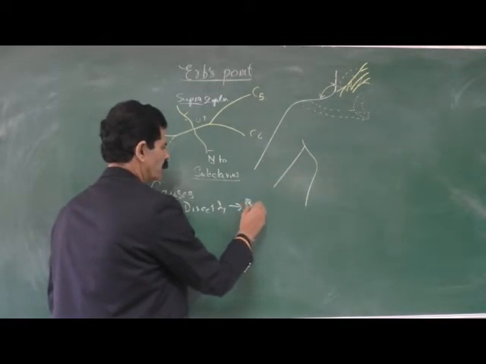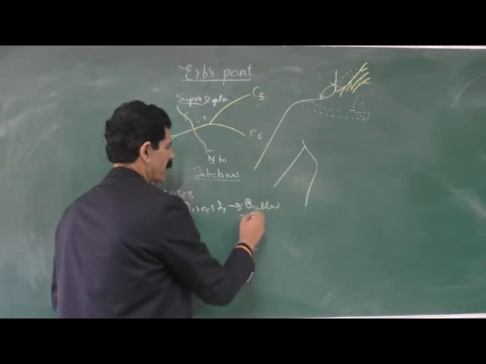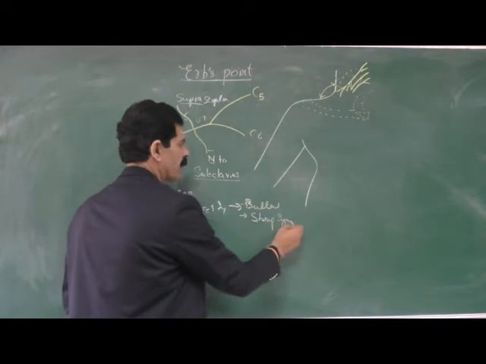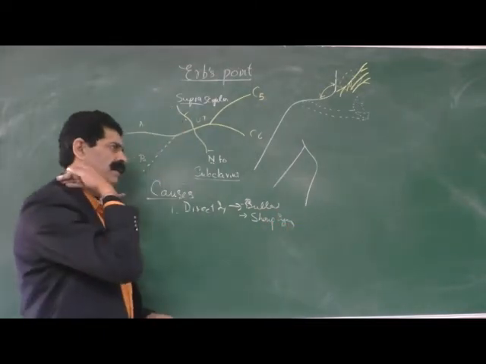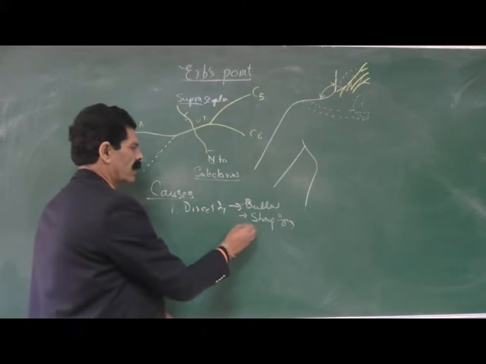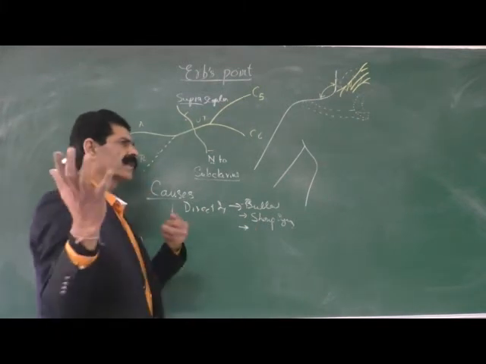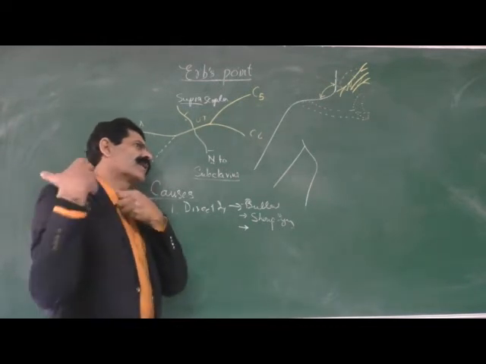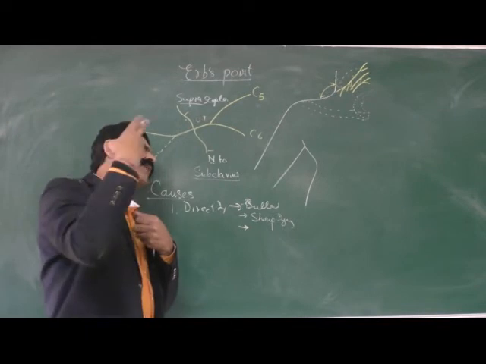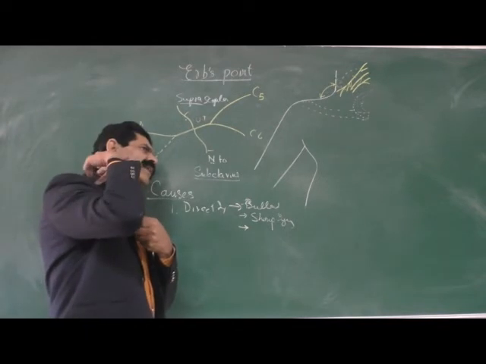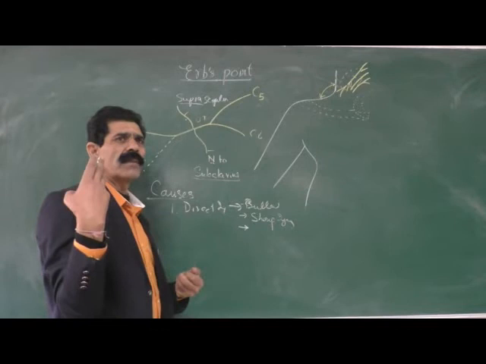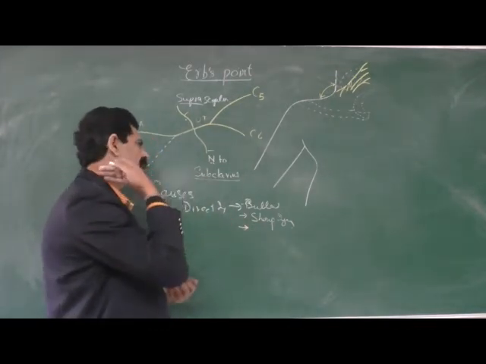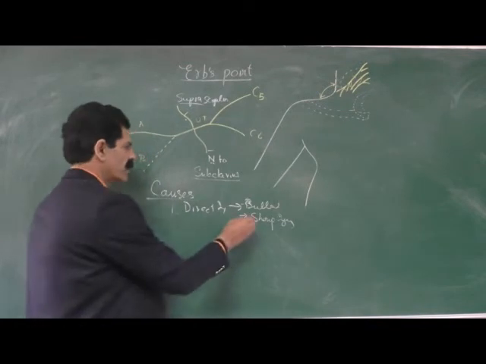a bullet injury, or there may be a sharp injury, a knife injury, or some cut occurs here, or if you lift some heavy weight on your shoulder and your neck and shoulder angle is increased, so these C5 and C6 nerves, which come out of the intervertebral foramen, are stretched and damaged. So anything which increases the angle between the neck and the shoulder can damage it. So this is the direct injury.